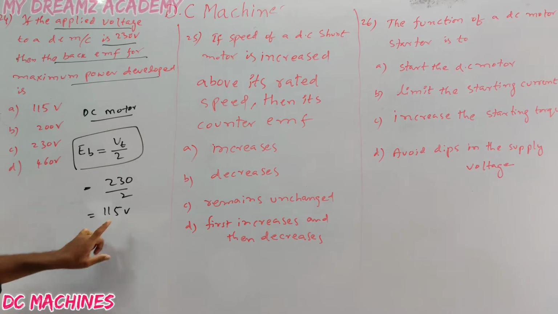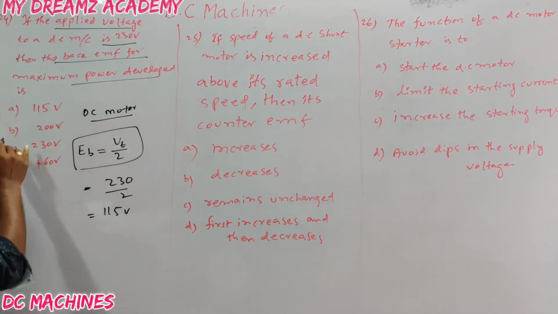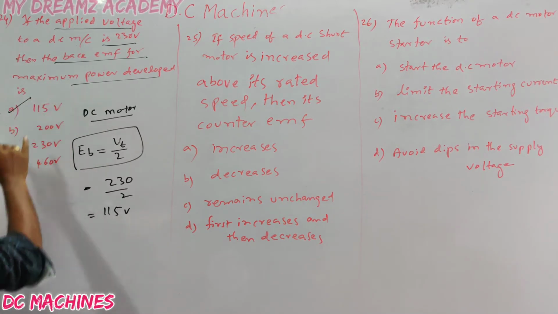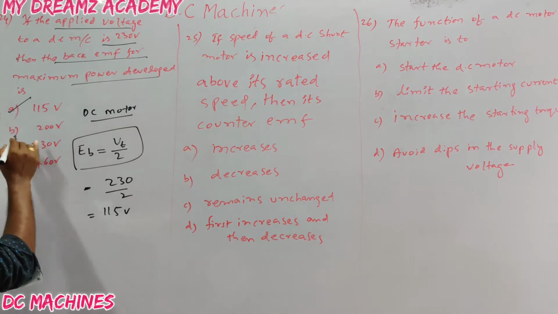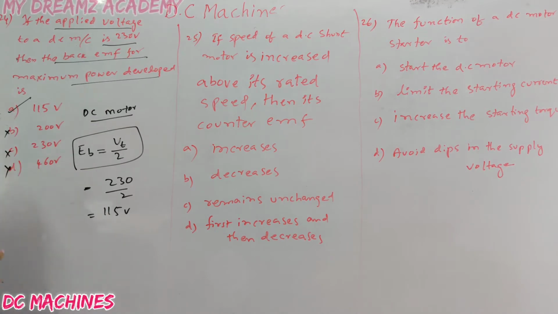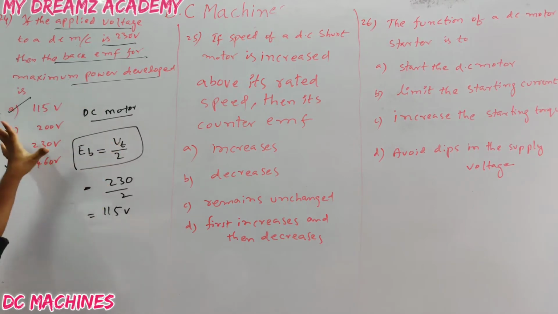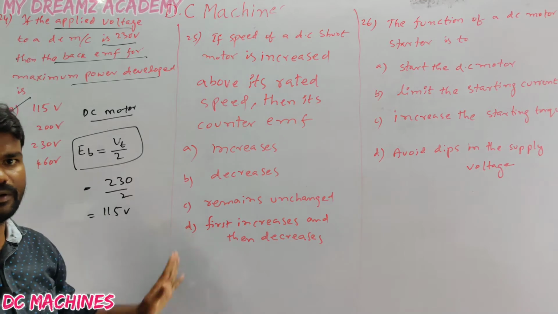Okay, we get 115 volts. Check the answers. A is 115 volts, exactly right. B is not suitable, C is also not, D is also not. The condition for maximum power in a DC motor is EB equal to VT by 2. This is the answer. Very simple.